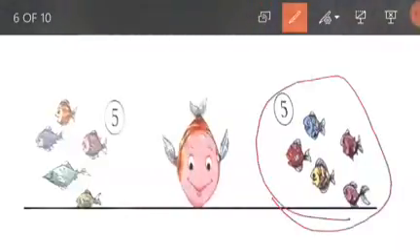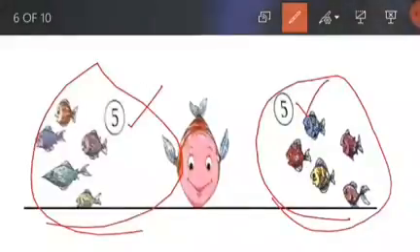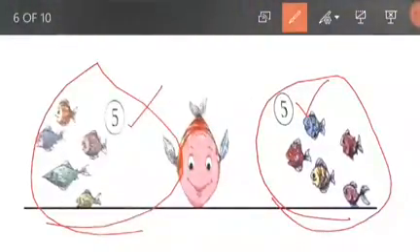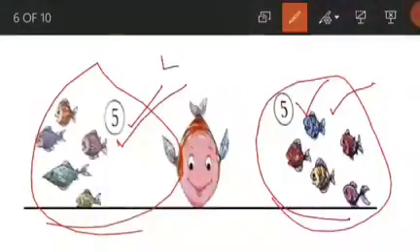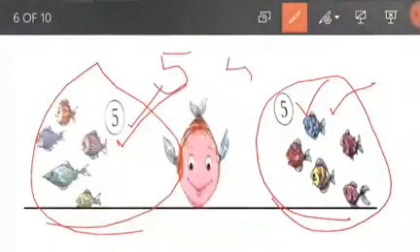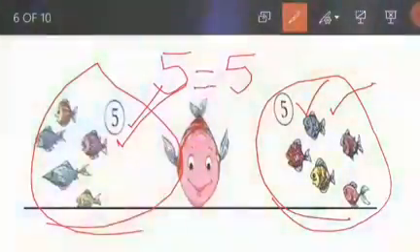Next example is related to equal to. You can see here both the fishes are the same. There are 5 fishes. So the fish is not sure which one to eat now, because there are the same number of fishes on both sides. To show the equal, we use the sign of equal to.